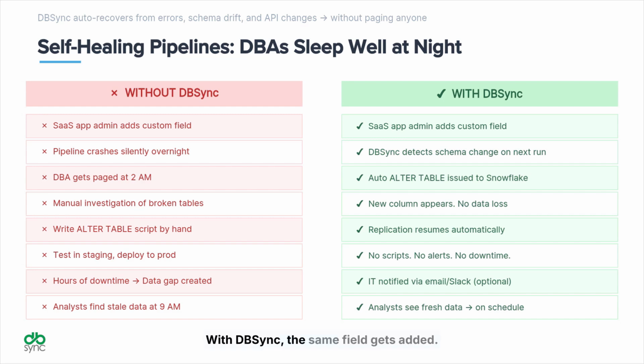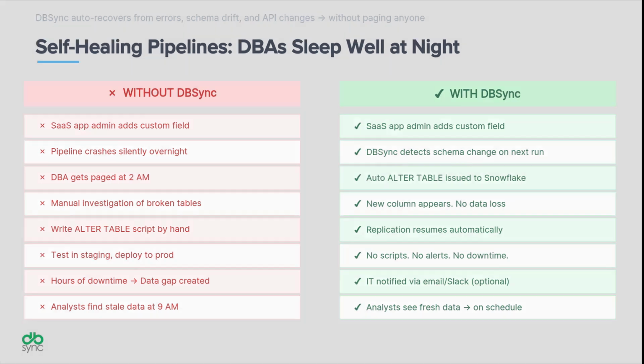With DBSync, the same field gets added. DBSync detects the schema change on the next run, issues the alter table automatically, and replication continues, without a single alert, a single script, or a single lost record. DBAs using DBSync say the same thing. They stopped worrying about the pipeline. That's what this platform delivers.